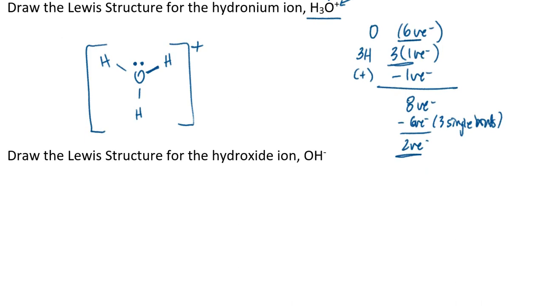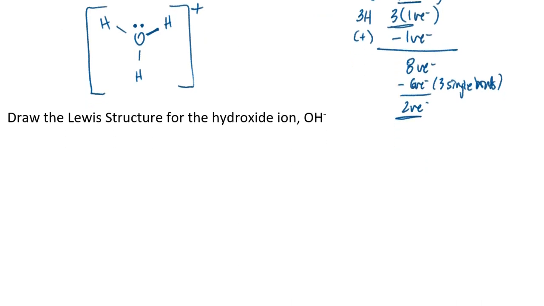Let's do one more, and this time we're going to do one that has a negative charge. So I have the hydroxide ion here. Now the question of which atom is central is sort of an unnecessary question because there are only 2 atoms in this particular structure, and so they'll simply just be connected to each other.